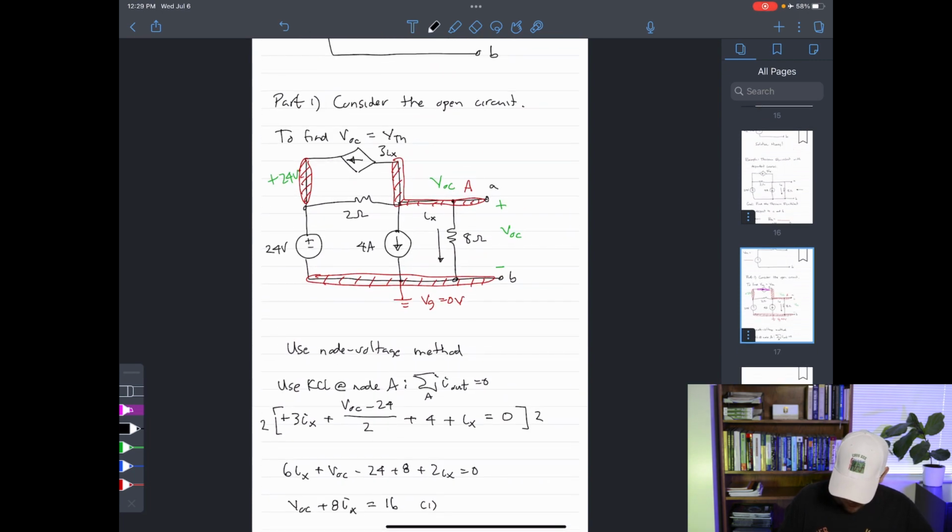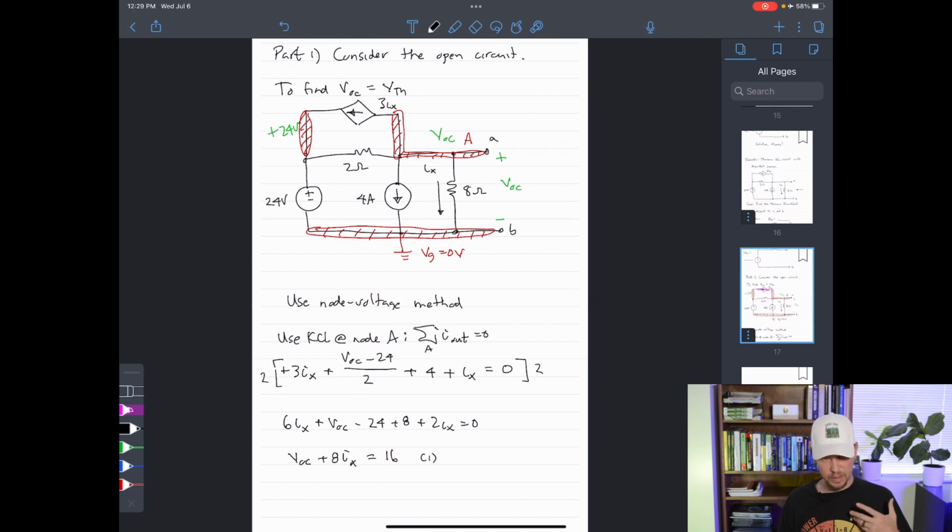Now, since this is an equation with two unknowns, I need one last equation in order to get the two equations to form my system of equations. And since this has a dependent source, this dependent source depends on Ix. So that last equation, I need to go back to where Ix has been defined, right here, and then use the node voltages to find and form an equation to get that value of Ix in equation form.